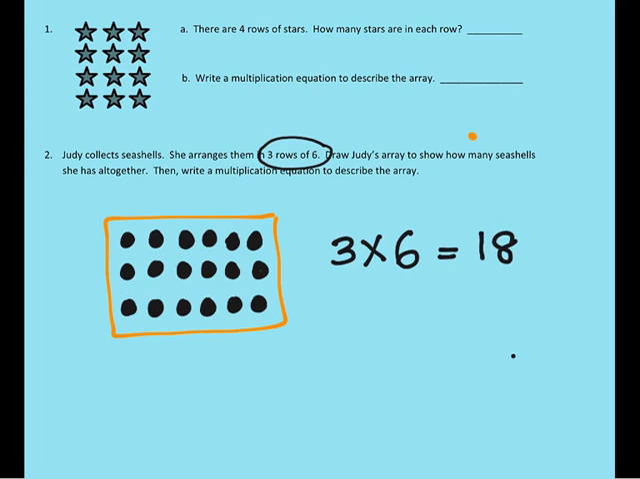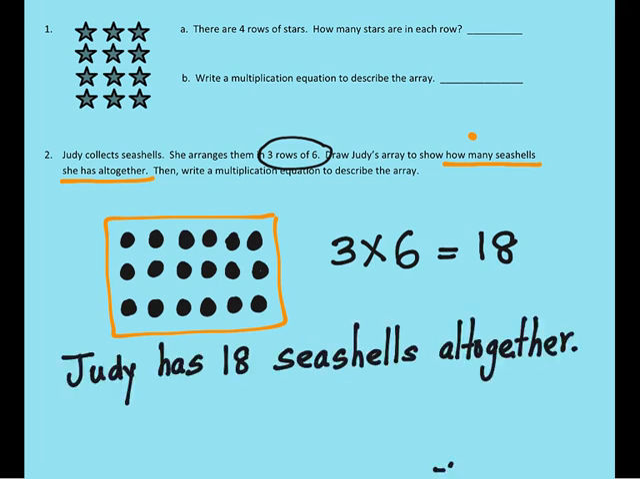The last step is to restate the question. The question is right here. How many seashells does she have altogether? So we have to restate the question. Judy has 18 seashells altogether. So that is the statement for the problem.